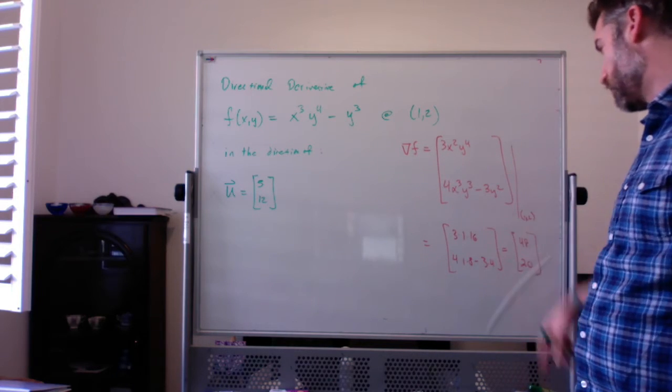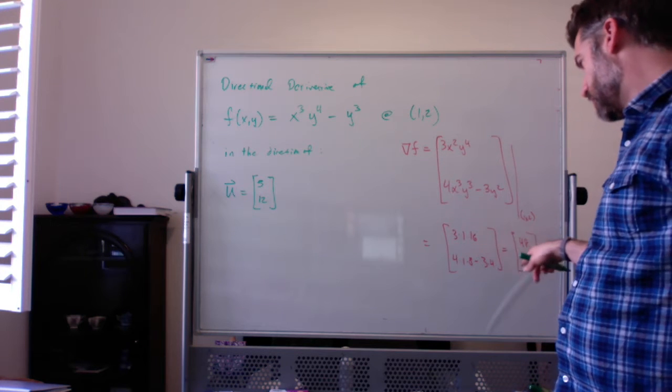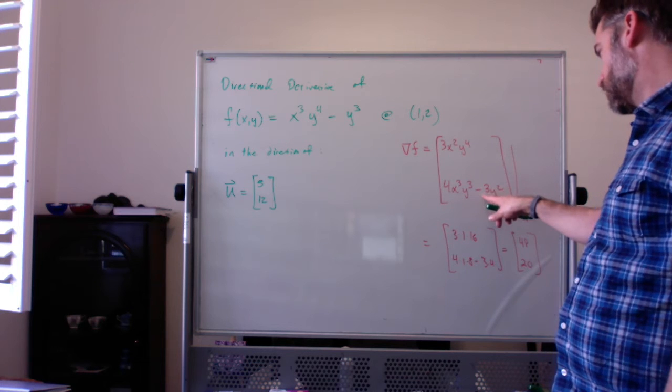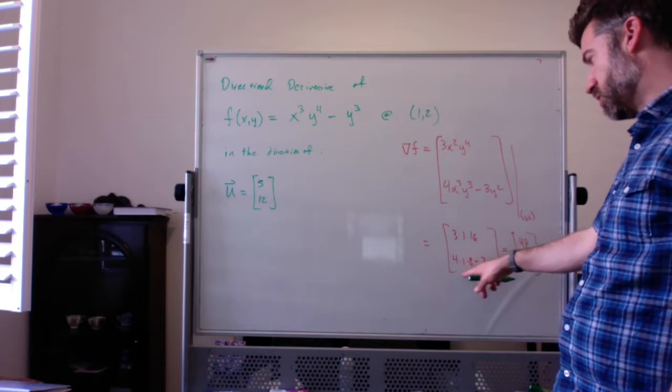So plugging in 1 and 2 for x and y, we get 3 times 1 times 2 to the fourth, which is 48. Plugging in 1 and 2, we get 4 times 1 times 2 cubed is 8, minus 3 times 2 squared is 4. So we get 4 times 1 times 8, minus 3 times 4, which is 32 minus 12, which is 20.